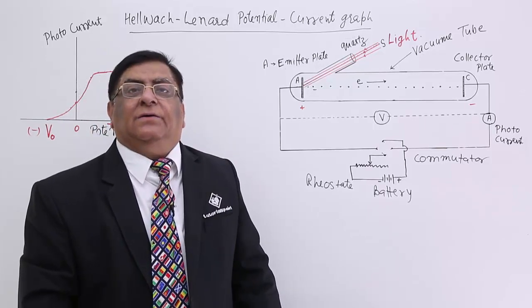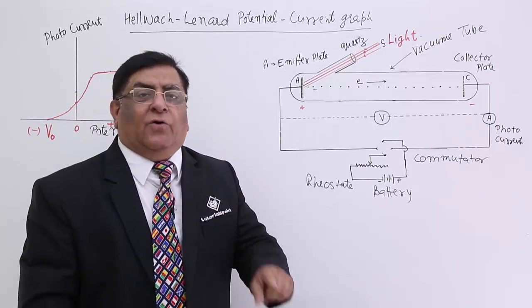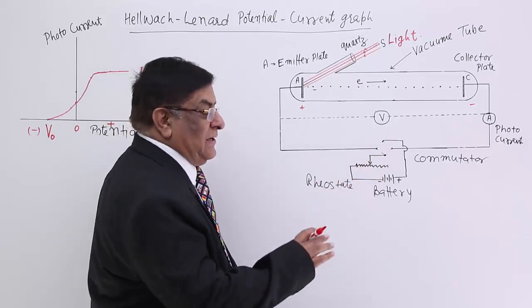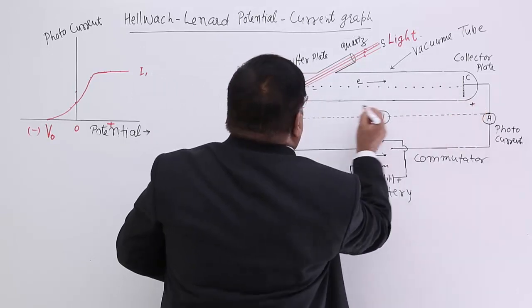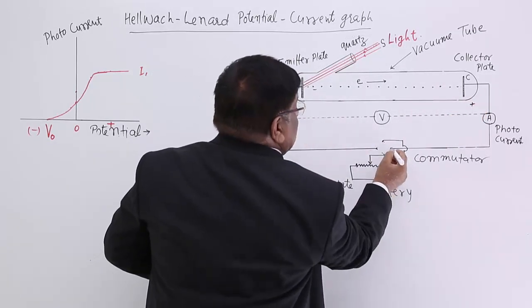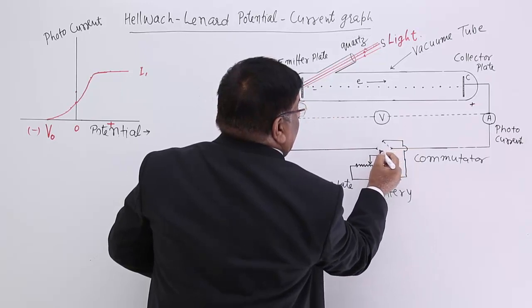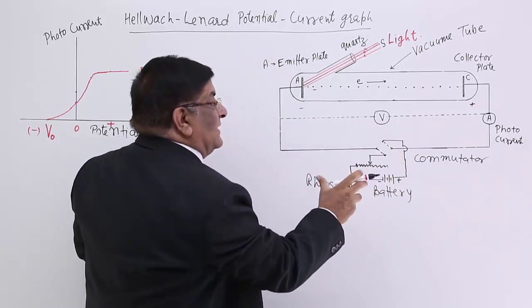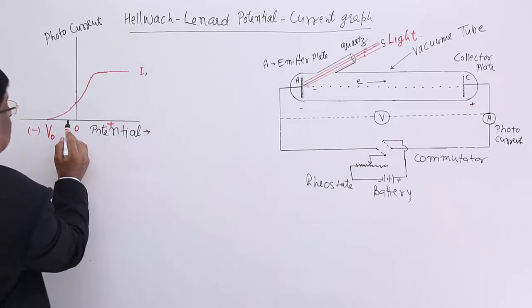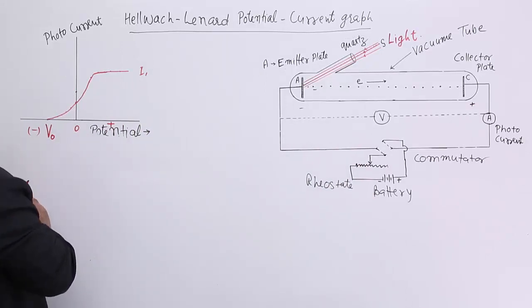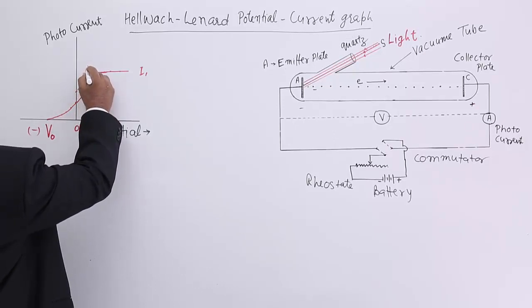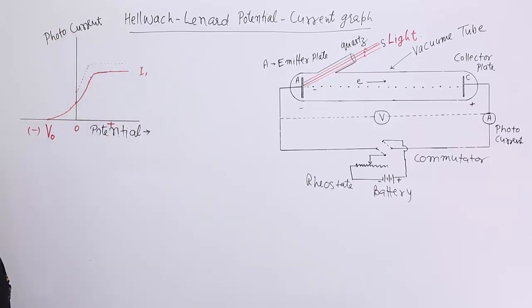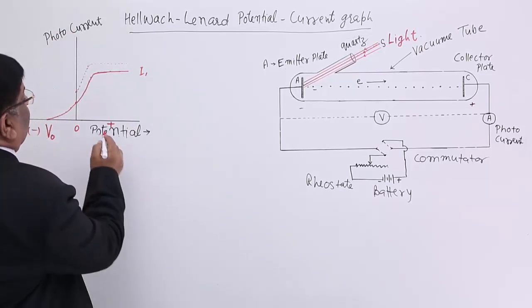This current is there and now we increase the voltage. We make this plus, this minus, connect plus to this by commutator, and start increasing the voltage from here. We see that this current goes on increasing, and after a certain time it stops increasing and becomes saturated. It will not increase anymore, whatever the voltage is.